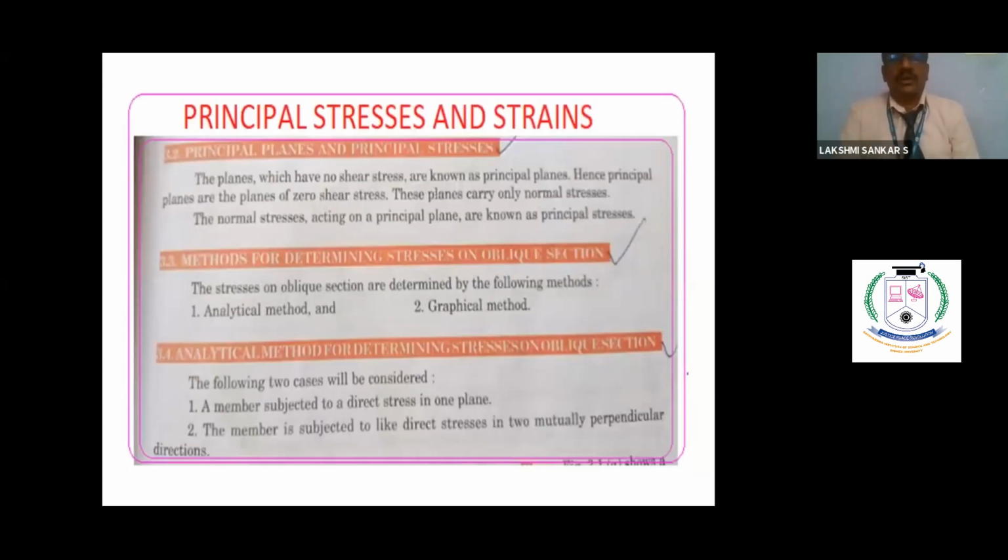We are moving to the next unit, that is principal stresses and strains. Before getting into this concept, this is very, very important to note. In which way is it reflected? See, in engineering, any failure is accounted towards fatigue. The fatigue is nothing but due to stress reversals. That is an important point.